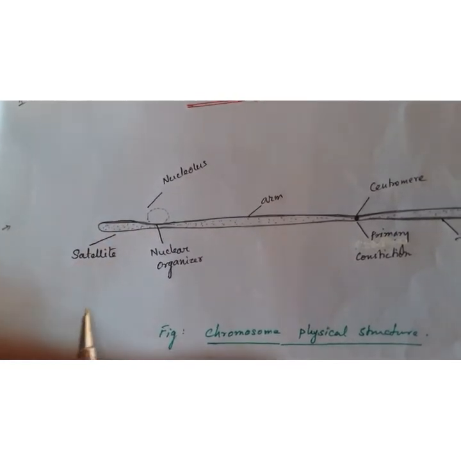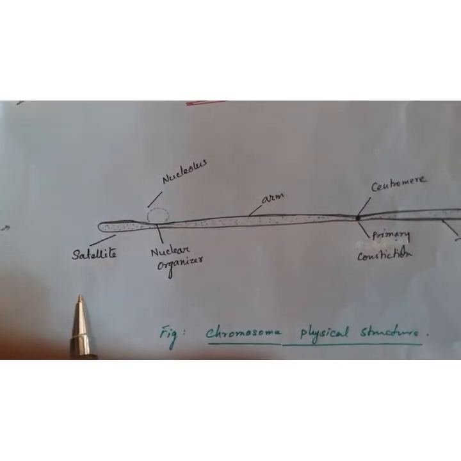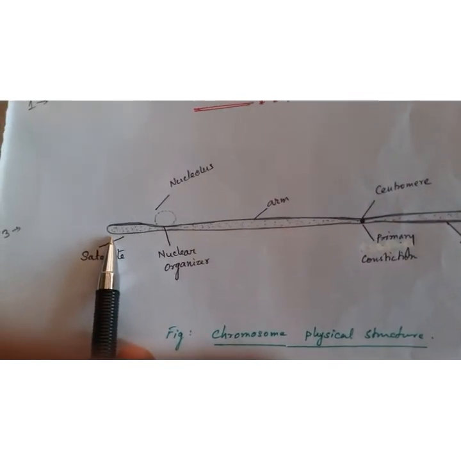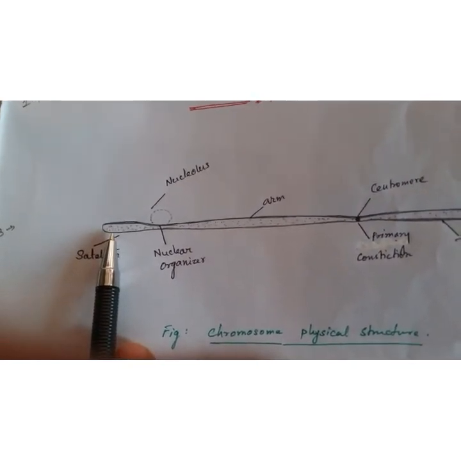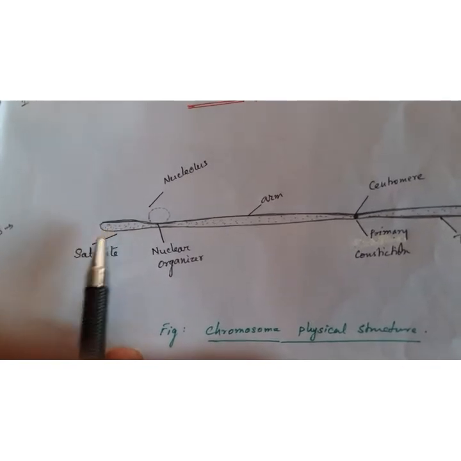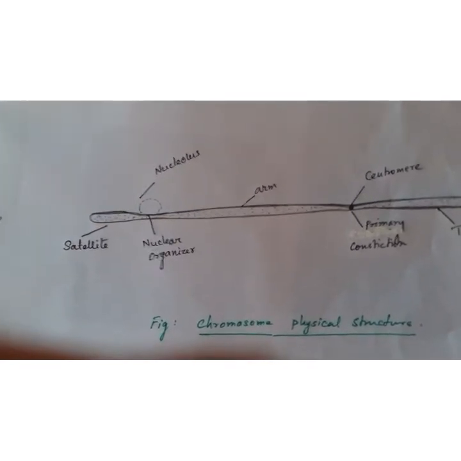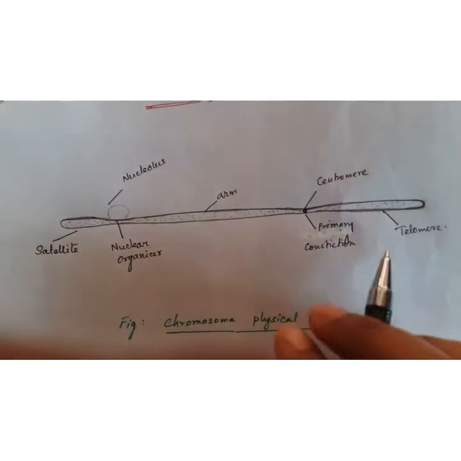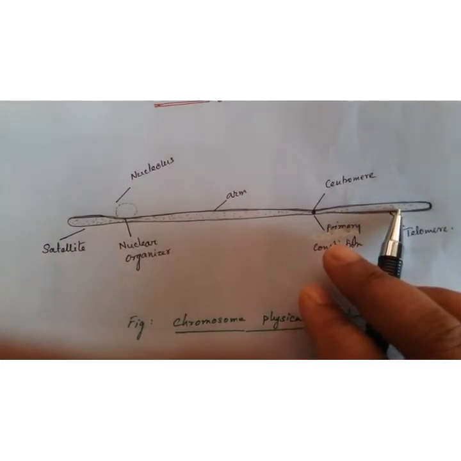Besides that, there is a tennis ball like structure at the end of the secondary constriction known as satellite. This is the satellite. The terminal part of chromatids is known as telomeres. This one is the telomere part.